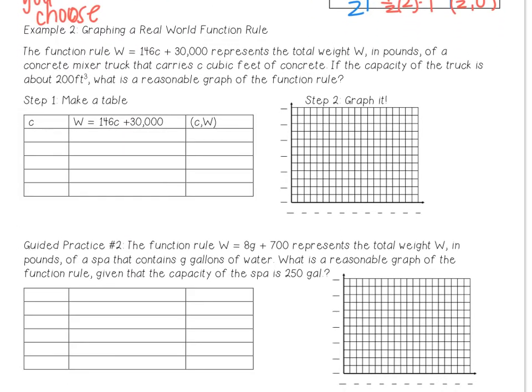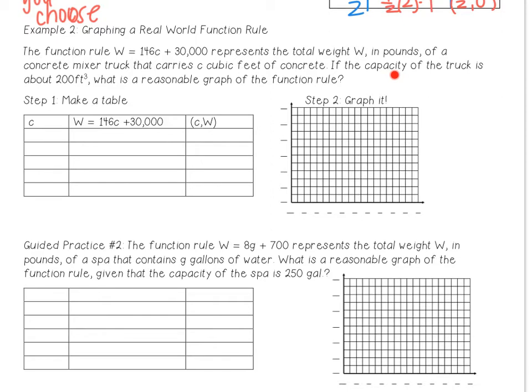All right. Example 2, graphing a real-world function rule. Just bear with me because real-world functions do not play nice. Their numbers are not fun, and they're a lot bigger and all kinds of stuff. We got a function rule. W equals 146C plus 30,000, and that represents the total weight of a concrete mixer truck that carries C cubic feet of concrete. If the capacity of the truck is 200 feet cubed, what is a reasonable graph of the function?